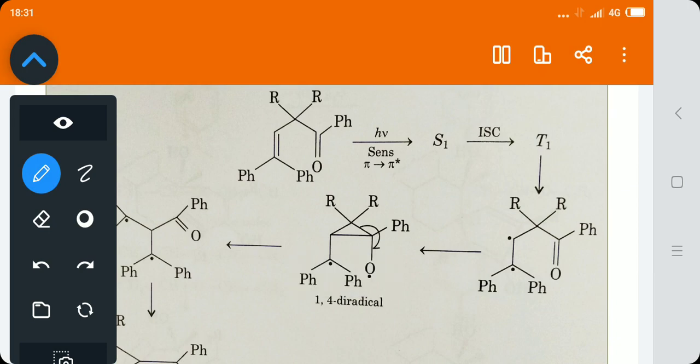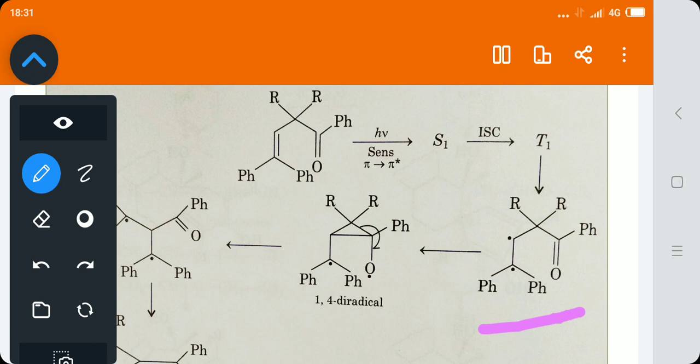And with the help of a sensitizer, it is going to get excited to the S1 state. Now at the S1 state, since it has taken the help of a sensitizer which would have given off the energy to the substrate, it can easily undergo ISC, that is intersystem crossing, and it can get promoted to the triplet state, that is T1. Now at this point, we can look at the mechanism, or how the bond cleavage and bond formation is taking place.